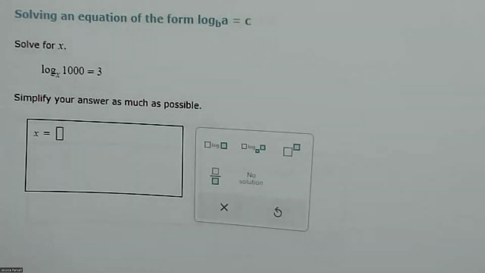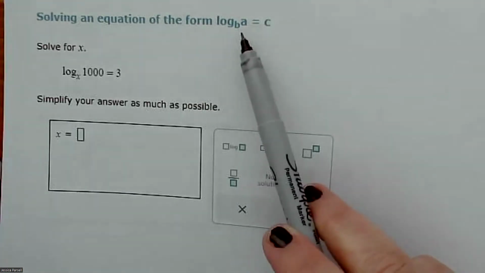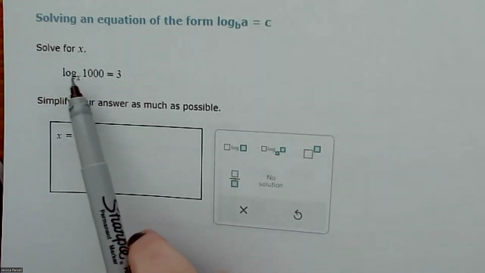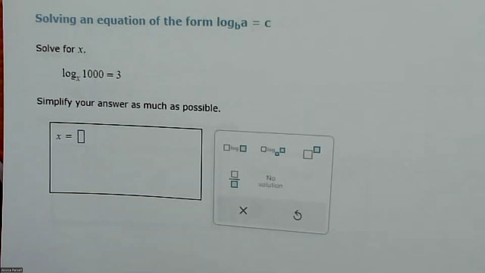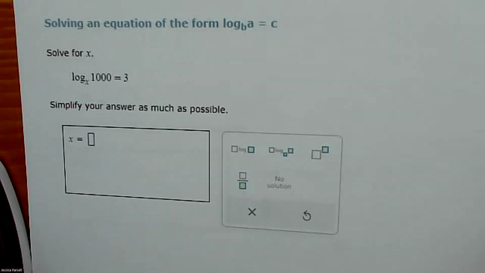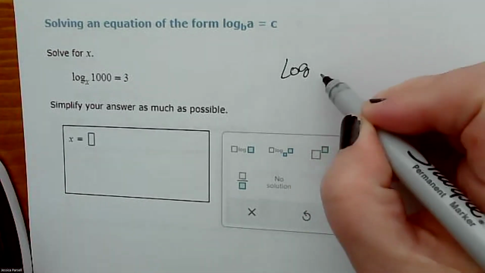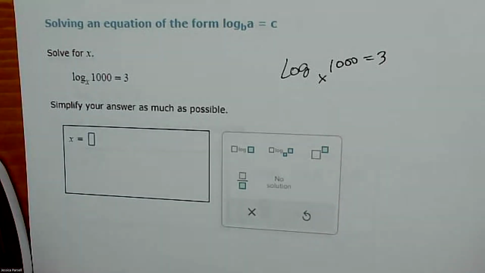Okay, we're going to move into equations. So we're going to solve a logarithmic equation. This one says log base b of a equals c, solve for x. So we're looking for log base what of 1000 equals 3. All right, let's write that out. Log base x of 1000 equals 3.